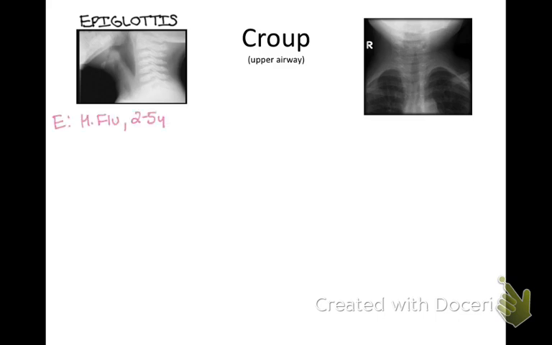It is a croup syndrome. It's caused by H. flu. And since you just took test 2 and you remember everything clear as day from test 2, you know that H. flu is one of our vaccines that we give to kids. So this disease is 100% preventable if we vaccinate the child, okay? It typically occurs in children 2 to 5 years of age.